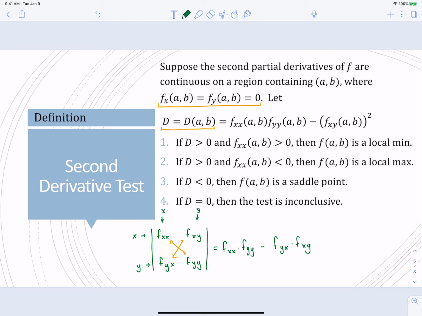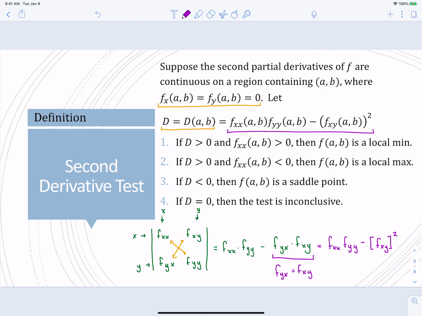minus f of yx times f of xy. Now, if we remember another thing from a little earlier in this section, those second order partial derivatives, when we take it with respect to x and then with respect to y, or vice versa, those two are equal, right? F of yx equals f of xy. So I could rewrite that, leaving the first part alone, as just f of xy times itself, so f of xy squared. Notice that's exactly what's sitting right there. So that's a determinant, and that's why we call it capital D.